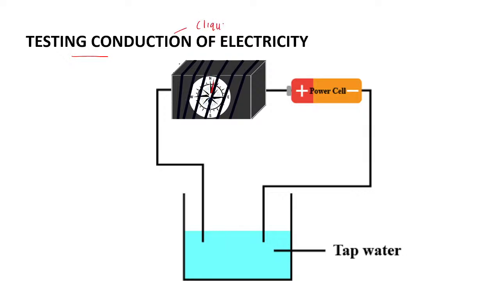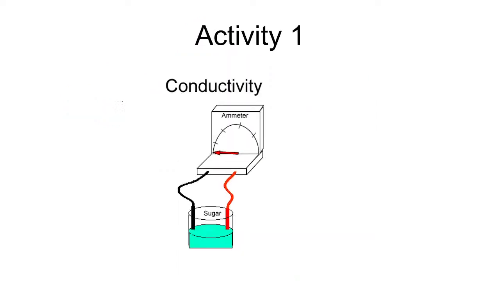Here I have taken tap water, a magnetic compass and an electric circuit. What will happen when the two ends of the wires are dipped in this tap water? The needle shows deflection. Yes, that means tap water is a good conductor of electricity. Let us see the next one.